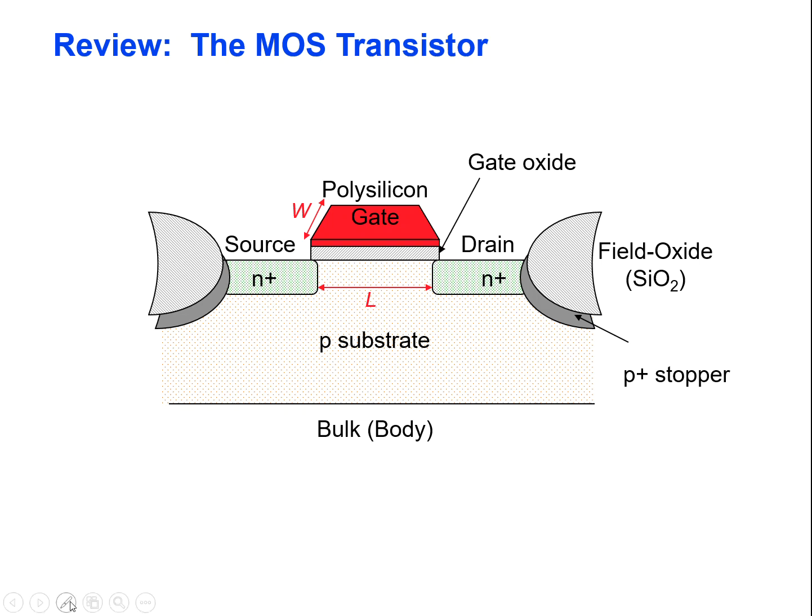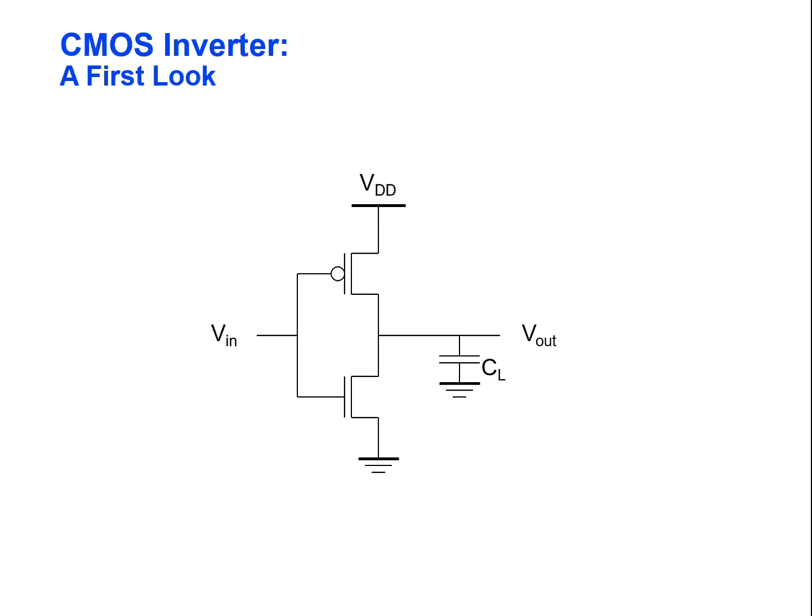We already know that it's a P substrate in which heavily doped N plus material is diffused, and these are your source and drain, and the distance between your source and drain is your length. It is represented with L. On a three-dimensional view, the width of your transistor is represented as W. Here the gate width is represented with W, as it is already made on polysilicon material. All of this was already discussed.